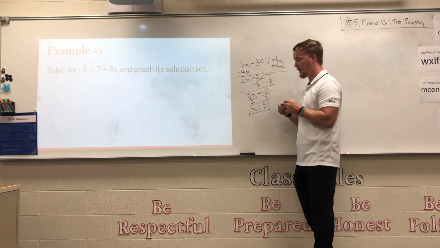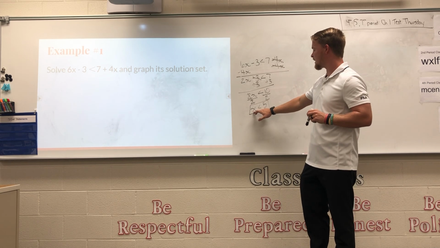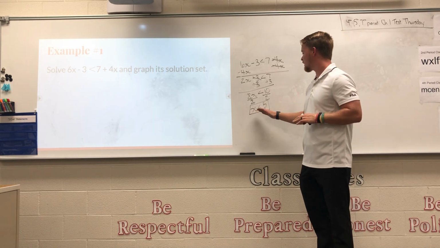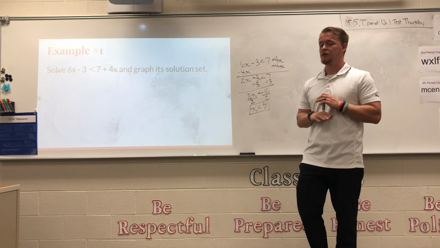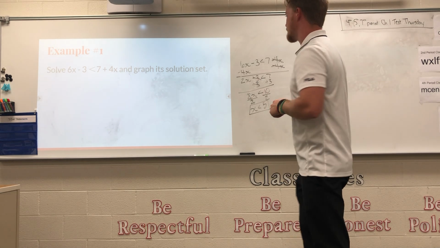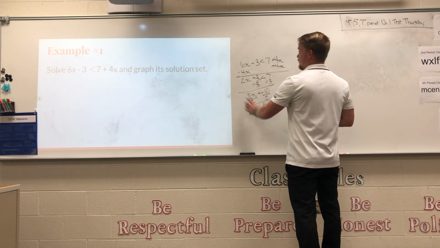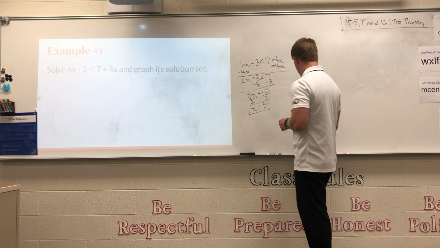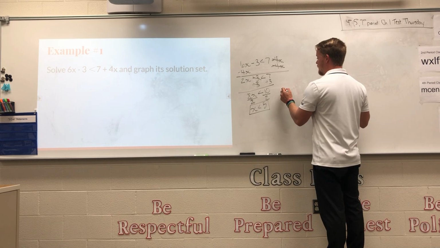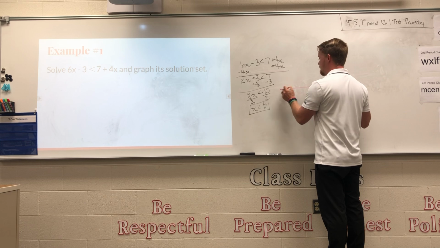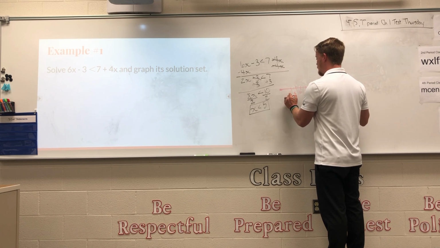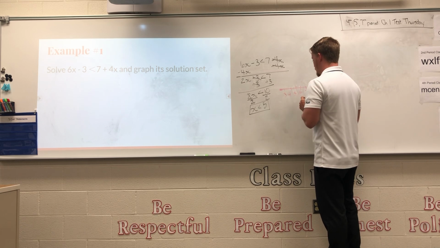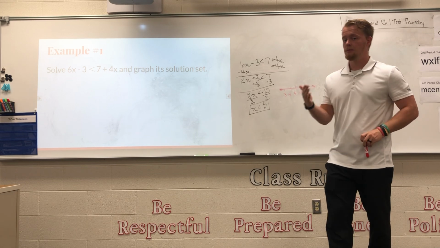X is less than 5. Once your x is by itself on the left side of the inequality symbol, if there's nothing else on the same side of the inequality symbol as x, you're done. So that first part's done, but it also says graph its solution set. So what that means is I need to do the number line. So I'm going to make a number line, put 5 in the middle, 6, 7 on the right, 4, 3 on the left, and we just break it down like we did before.